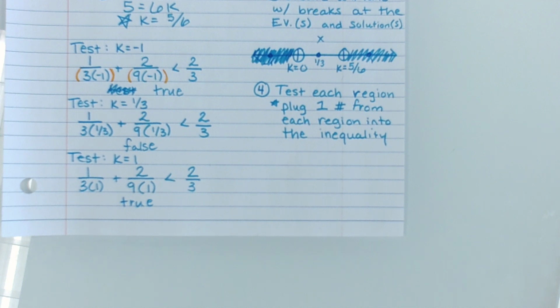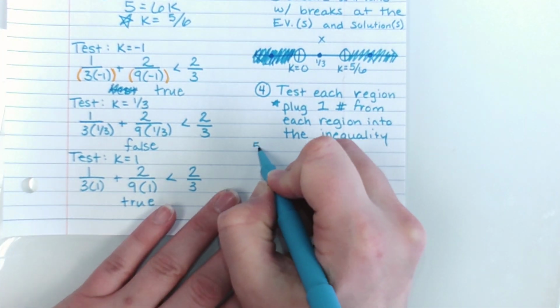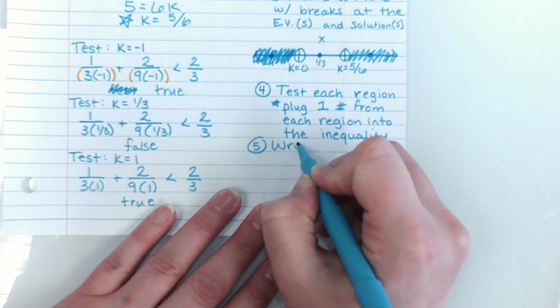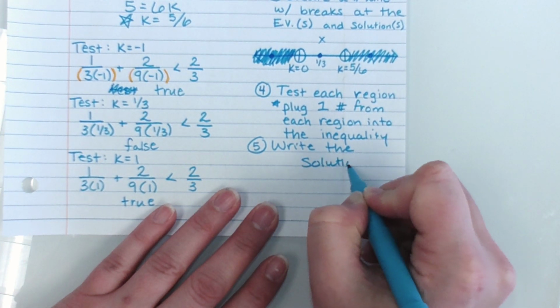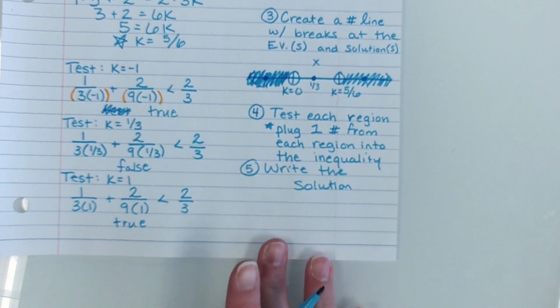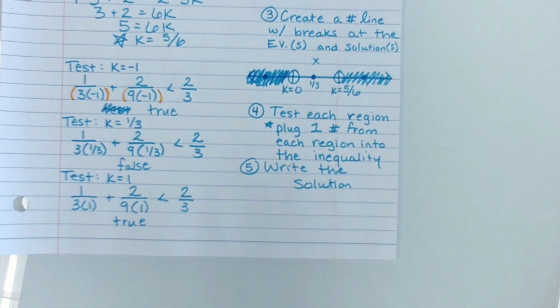The last thing you have to do is just actually tell me the answer. The graph is not the solution. The graph is a visual representation of the solution. It is in itself not the solution. So the last thing you have to do is write that solution. My solution is all of the shaded regions.